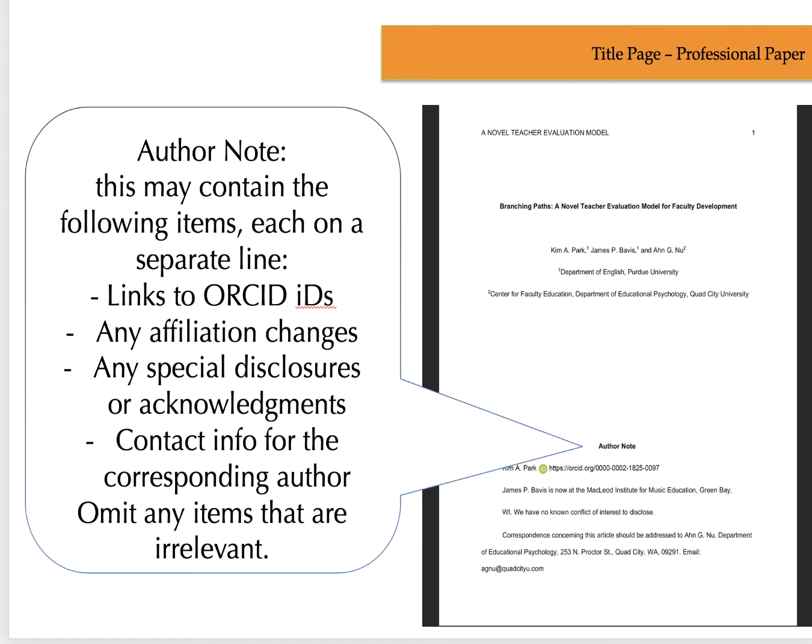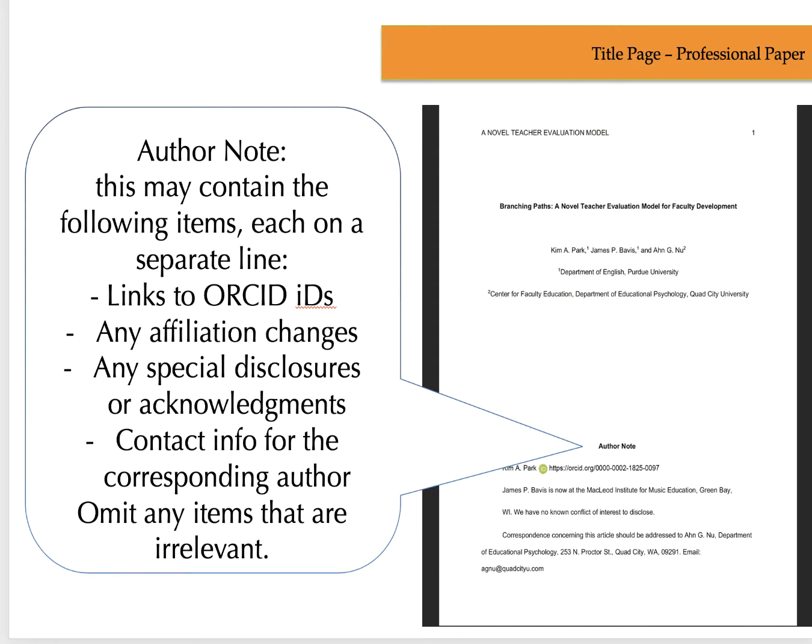Now, the ORCID stands for Open Researcher and Contributor ID, and it's a non-proprietary alphanumeric code that uniquely identifies scientific and other academic authors and contributors. The next thing is affiliation changes. Maybe you change schools or you change work and there's been some sort of change. Any special disclosures or acknowledgements, and then contact info. You can put contact info for the corresponding author, and omit any items that are not relevant.